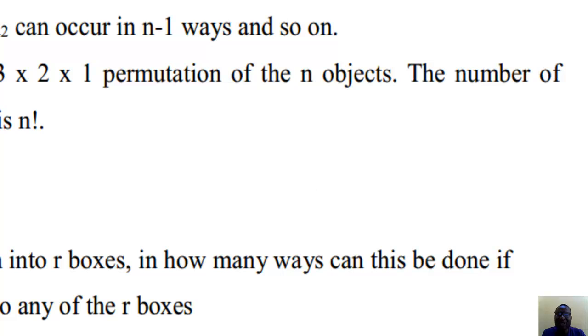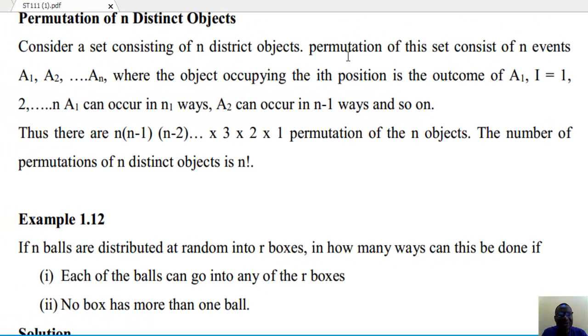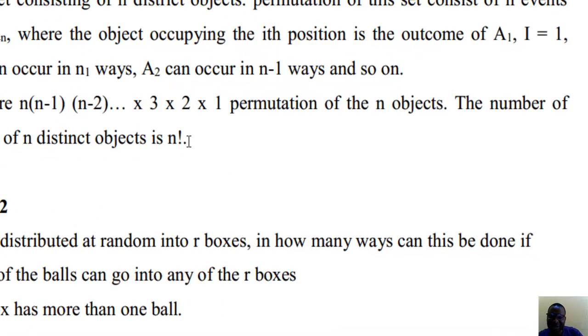Now, permutation of n distinct objects. Consider a set consisting of n distinct objects. A permutation of this set consists of n factorial arrangements, and there are n multiplied by n minus 1 multiplied by n minus 2 ... times 3 times 2 times 1 permutations of n objects, which is called n factorial. This is the way they write it, n factorial.